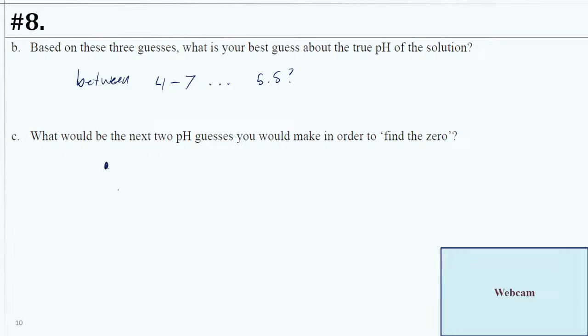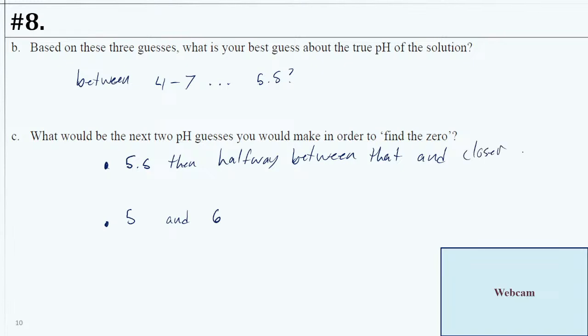So I'll answer it 2 ways. The simpler way would be, how about 5 and 6? Because it feels like it's somewhere in there, right? Another way we could do it is 5.5, then halfway between that and whichever of pH 7 or 4 was closer. Okay, so anything like that was fine.